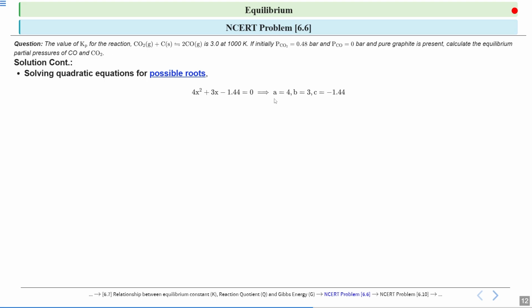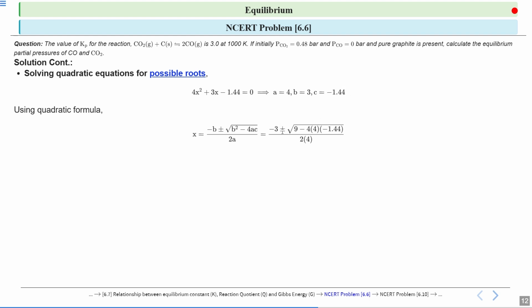Here a, b and c are the coefficients of x square, x and the constant, respectively. So a will be 4, b will be 3 and c will be minus 1.44. What is the formula to solve it? So x can be calculated as minus b plus minus root under b square minus 4ac. The whole thing is divided by 2a. So what is b here? It is 3. Instead of b square you can take 3 square. Then 4ac we are taking as 4 multiplied by 4 and multiplied by c, which is minus 1.44.